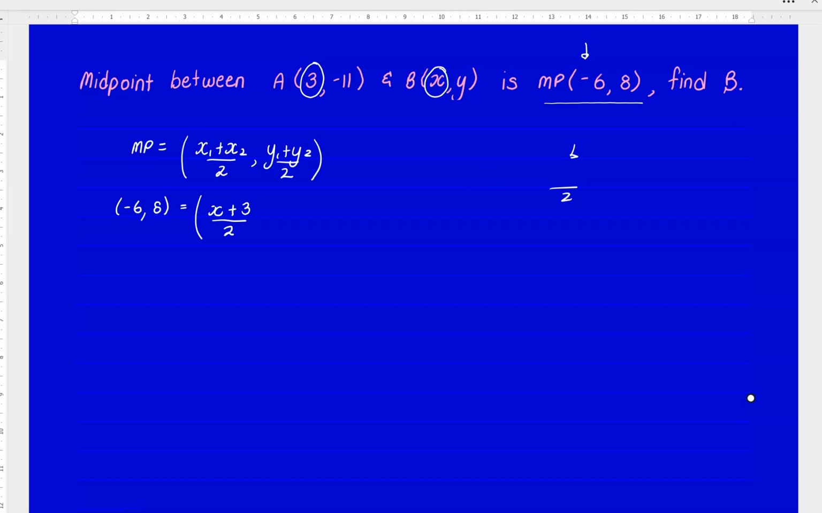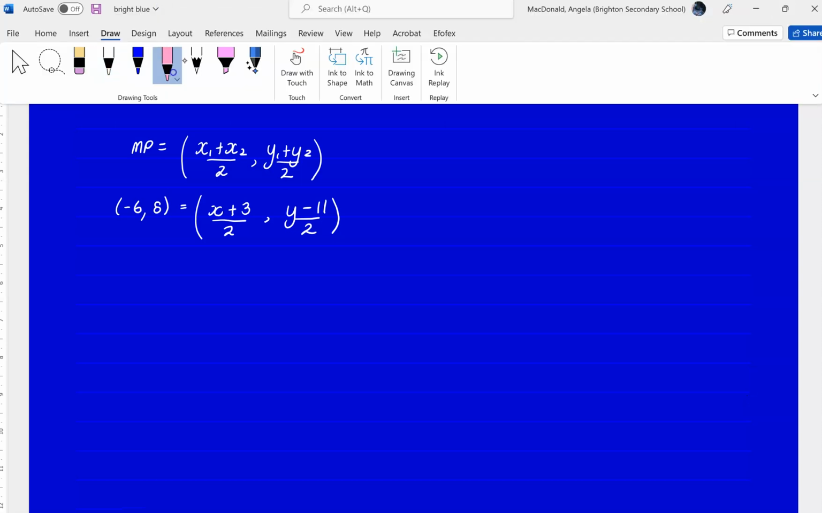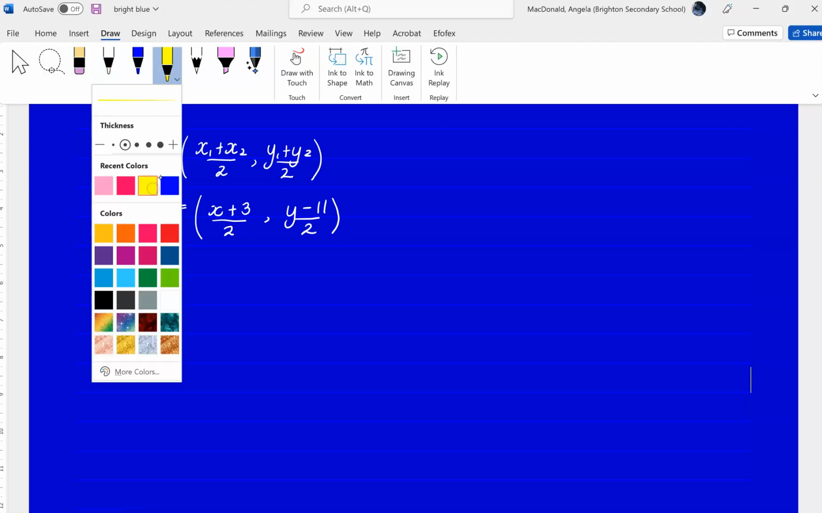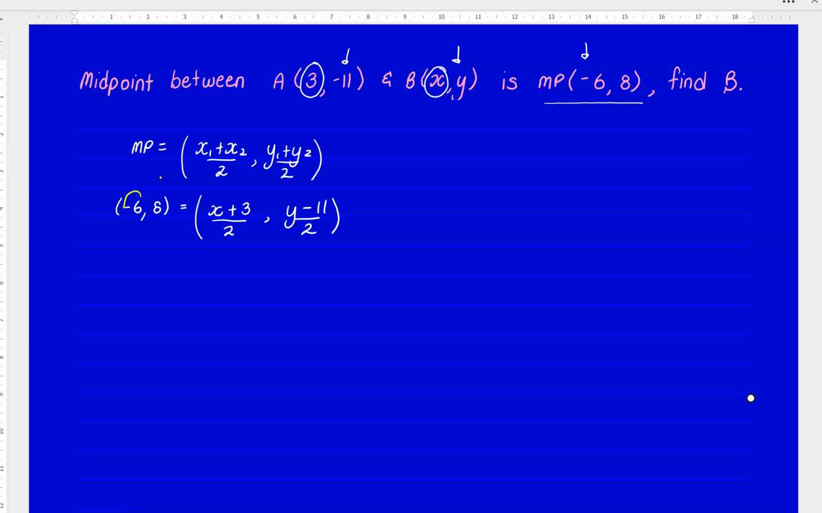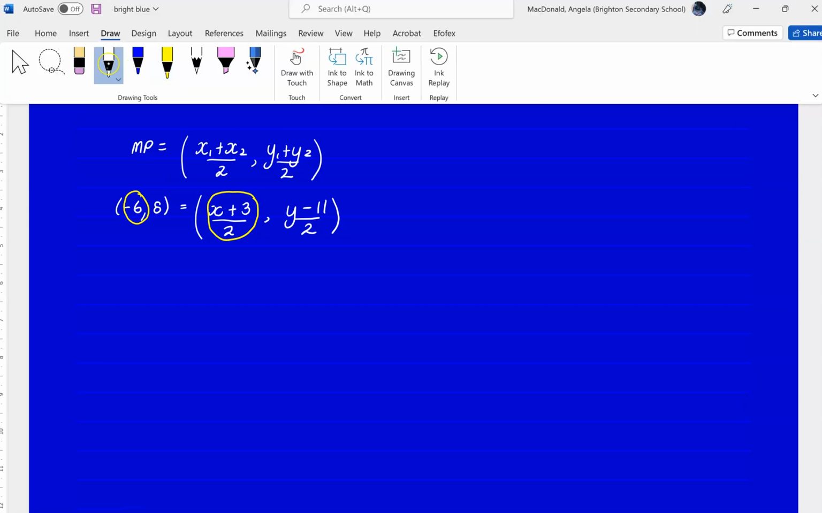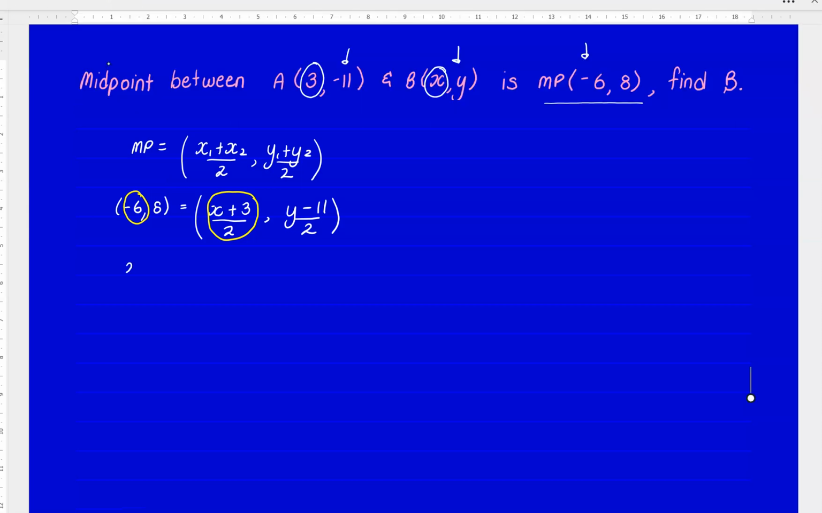Okay, and then we want to do our y's. So these are our y values here. So y plus negative 11. So y plus minus 11 is y take 11. And what do we say now? Well, it can't be any other option. It has to be that minus 6 has to equal x plus 3 over 2. And of course, 8 has to equal y take 11 over 2. And that's what we do, and we solve them separately.